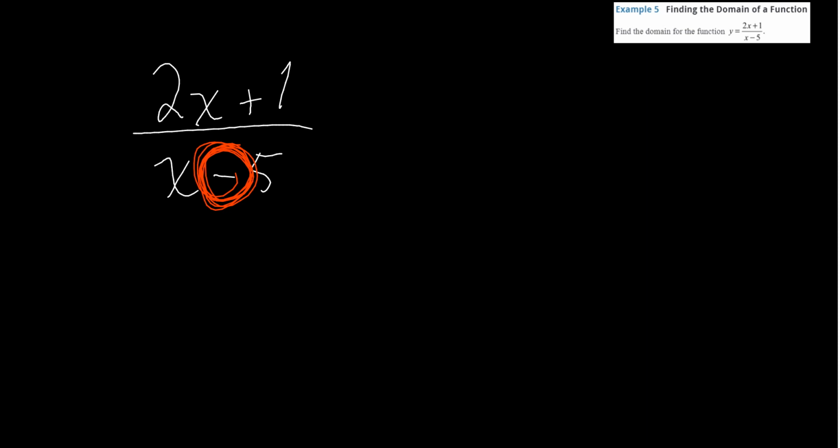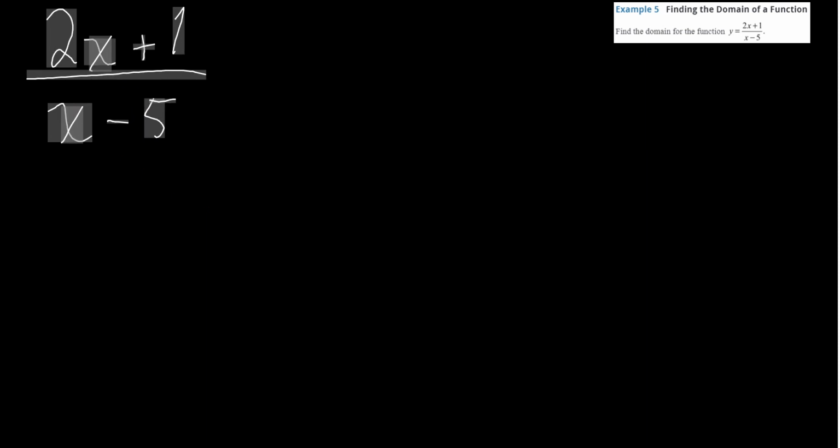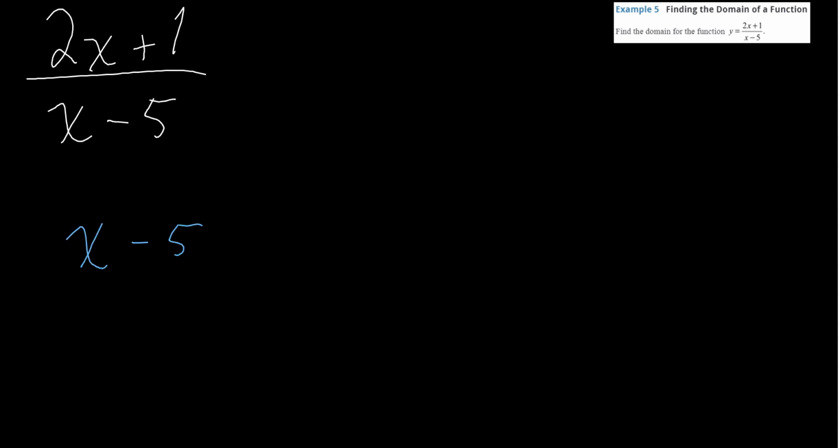So what I must do, I must take this denominator, and let's move this up to the top left. I must take this denominator, and I'm going to equate it to 0. And yes, you do this with every single fraction like this. You take the denominator and equate it to 0. Okay, well if I equate it to 0 and then I solve, I have x equal to 5.